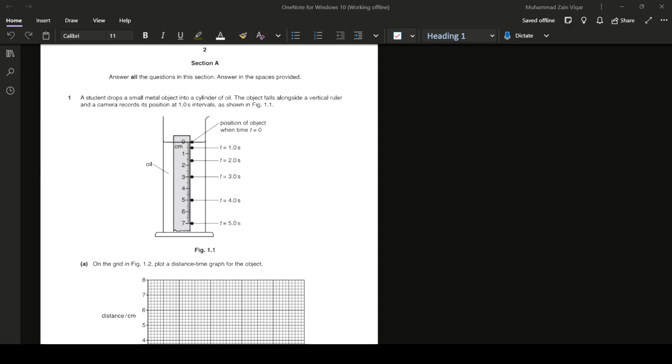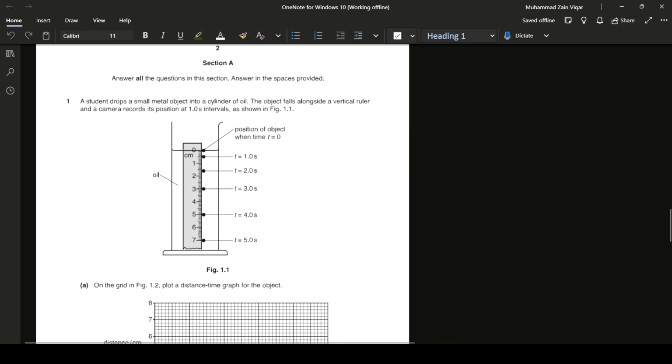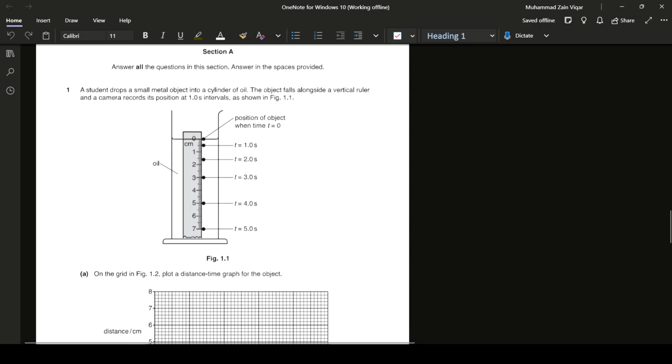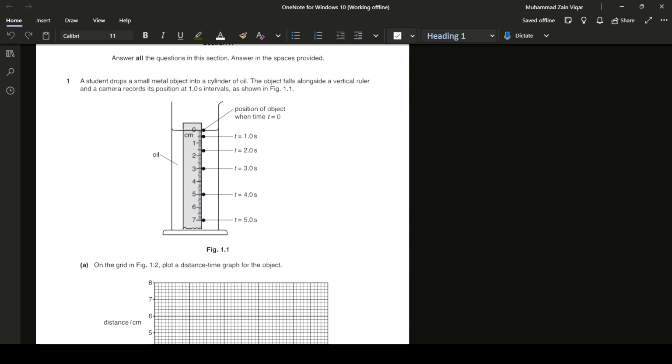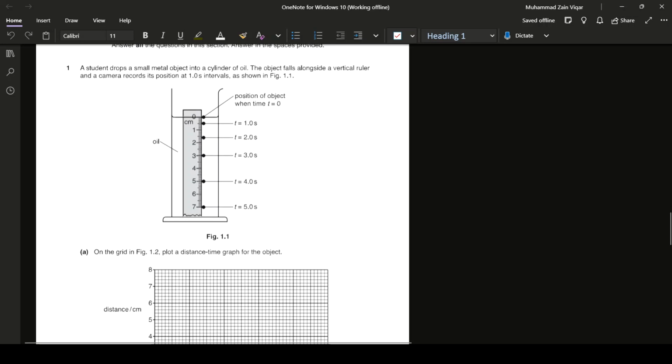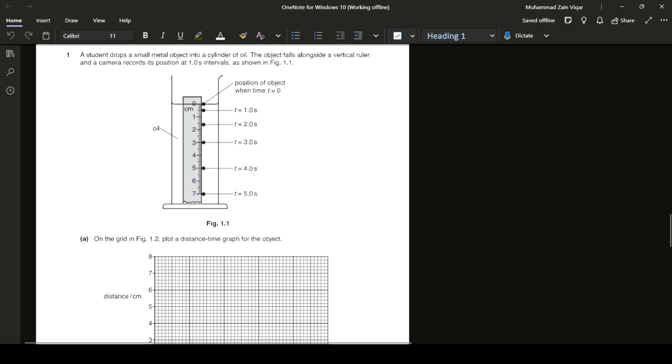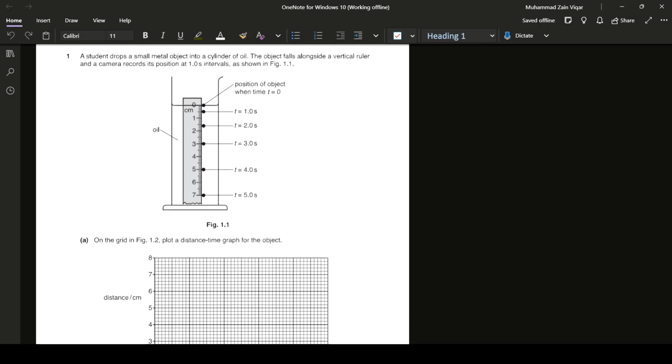Okay, so here's another video on kinematics. Without any delay, let's jump directly to the question. The question states that a student drops a small metal object into a cylinder of oil. The object falls alongside a vertical ruler and a camera records its position at 1 second intervals as shown in figure 1.1. So these are the 1 second intervals and they've shown us the figure.